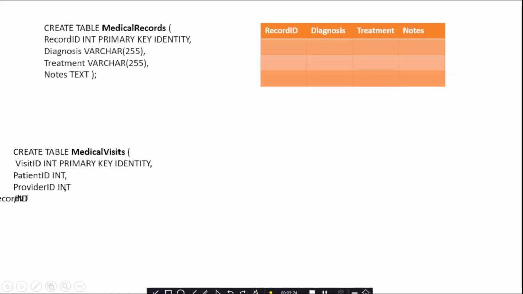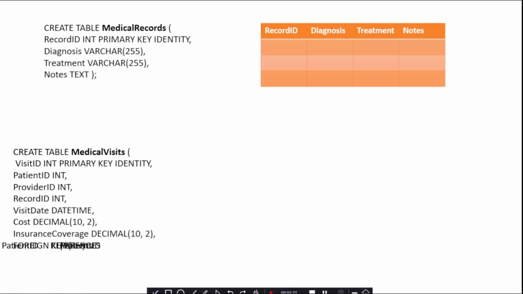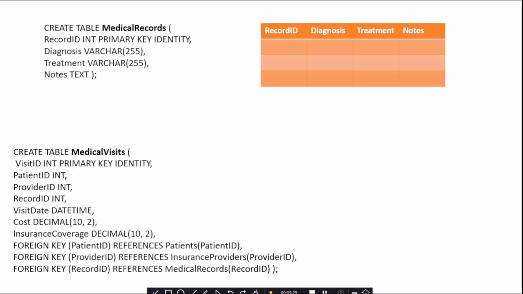Next table is medical visit. It is the fact table that contains primary key and foreign keys. I will use foreign keys to connect these three dimension tables. Create table medical visit is the table name, and then visit ID, primary key, identity, patient ID an integer, provider ID, record ID. These three are foreign keys to connect the dimension tables.